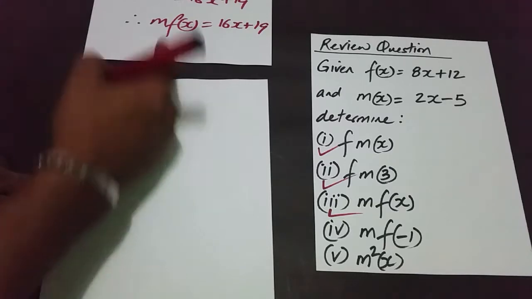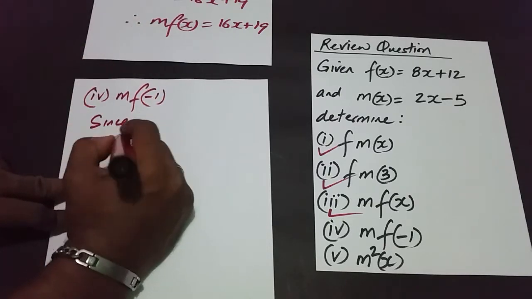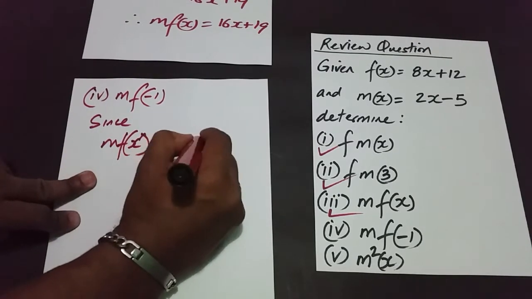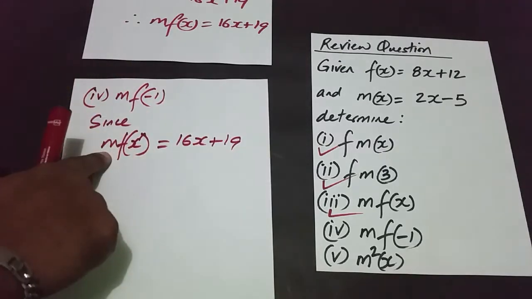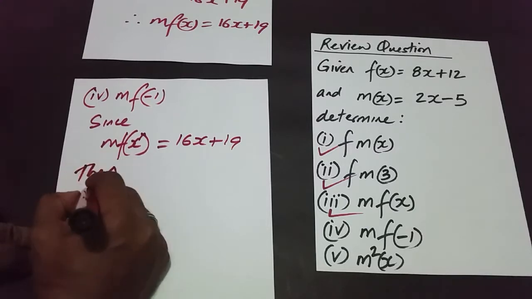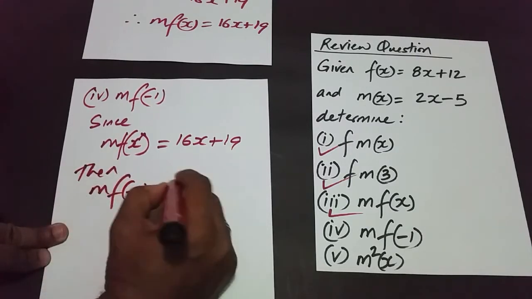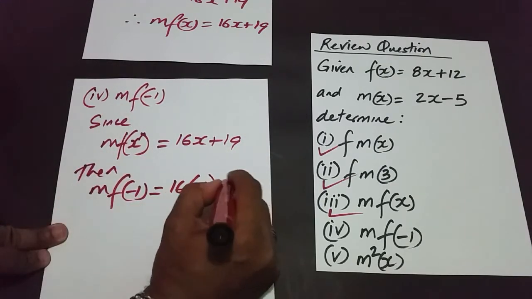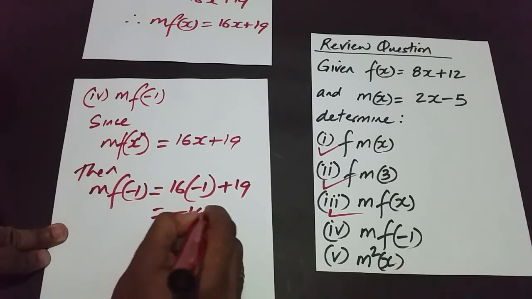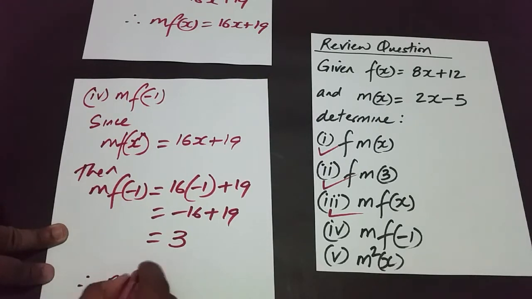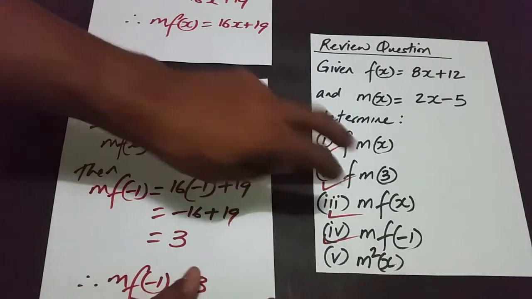Now, since m of f of x is equal to 16x plus 19, then m of f of negative 1 will be 16 times negative 1, replacing x with negative 1, plus 19. That is negative 16 plus 19, and that is positive 3. So therefore, m of f of negative 1 is simply equal to 3. And that is what that is.